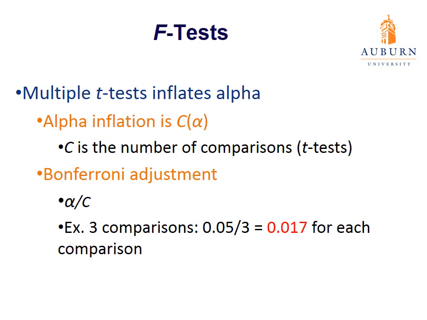Now, of course, there is a simple solution to alpha inflation, and that's called the Bonferroni adjustment. So if we know that alpha is inflated by the multiplication of the number of comparisons, so C times alpha, then it would make sense that if we had our alpha rate to begin with, let's say 0.05, and we divide by the number of comparisons, then we can correct for alpha inflation. In fact, that's what the Bonferroni adjustment is. So if I know I have 3 different t-tests and I want my overall alpha to stay at 0.05, I can take 0.05, divide by 3, and then use an alpha rate of 0.017 for each of the comparisons, and that would solve my alpha inflation problem.